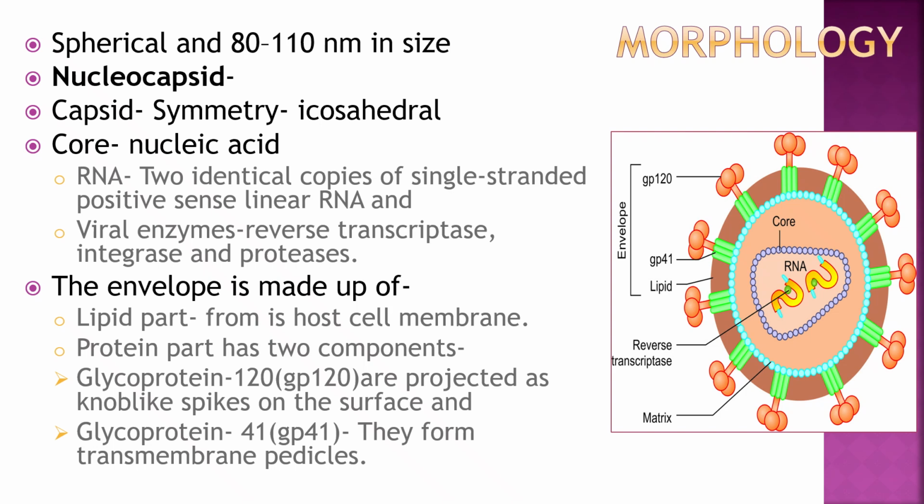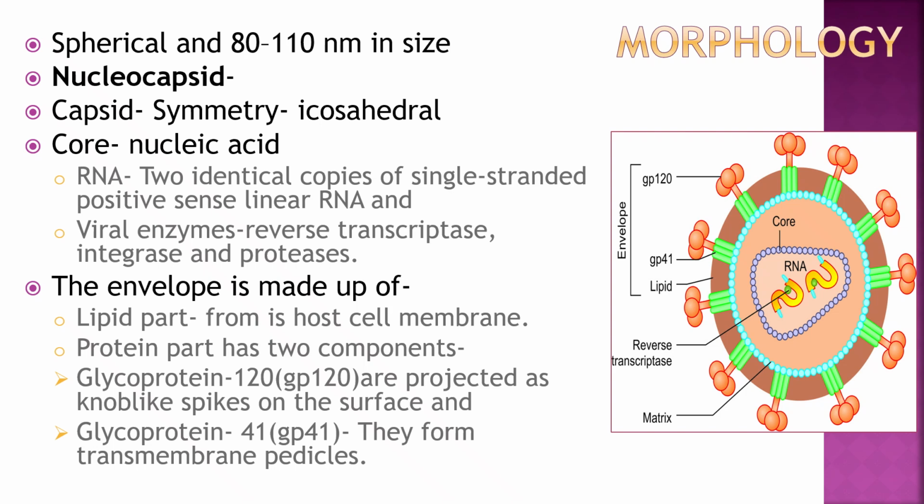Morphology: it is spherical and 80 to 110 nanometers in size. It possesses a nucleocapsid. The capsid symmetry is icosahedral. The core nucleic acid contains RNA, two identical copies of single-stranded positive sense linear RNA, and viral enzymes like reverse transcriptase, integrase, and proteases. The envelope is made up of a lipid part from the host cell membrane.